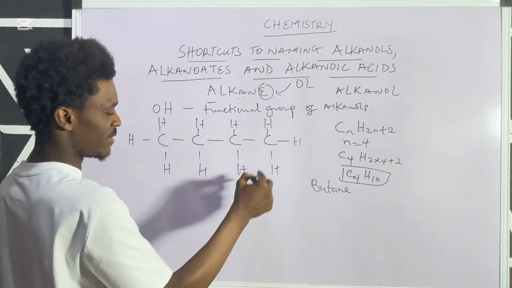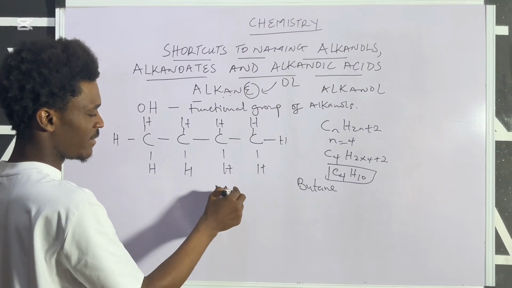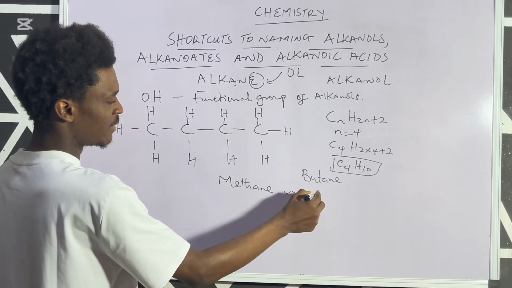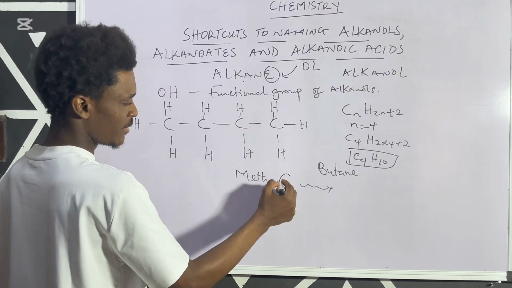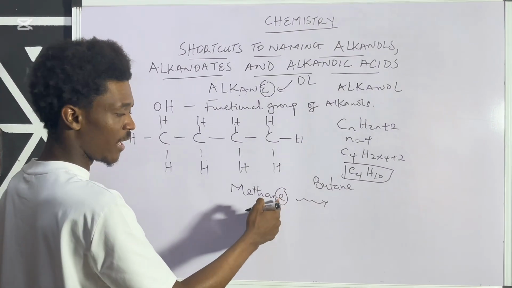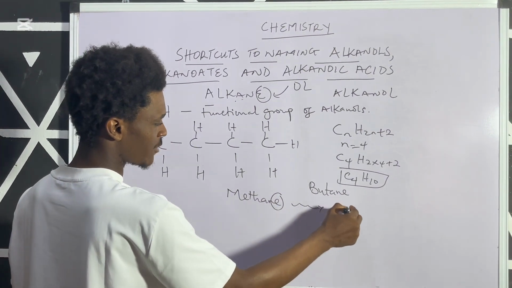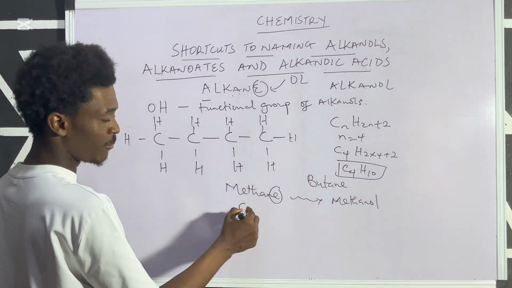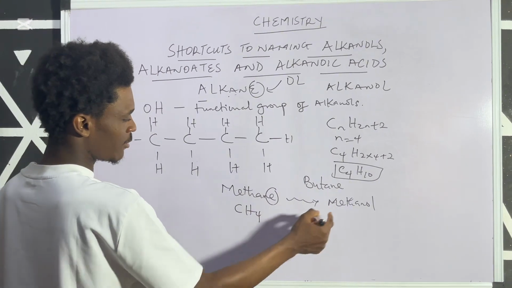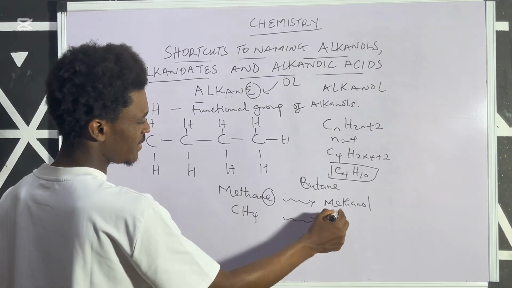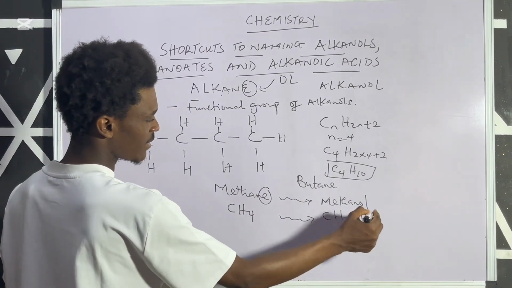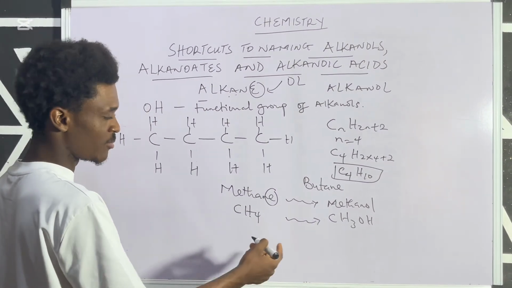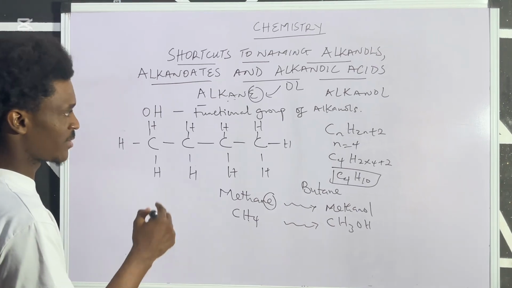Alright? So the thing is this, if I'm having the first member of the alkanes to be methane, if I want to get a corresponding member of this under the alkanol, I will just simply remove the E and replace with OL. Then I should obtain methanol. So if methane is having a formula CH4, then methanol would be having a formula CH3OH. Why? Because I just simply removed one H from here and then I now replaced with OH. So that's how the alkanols, they are formed.